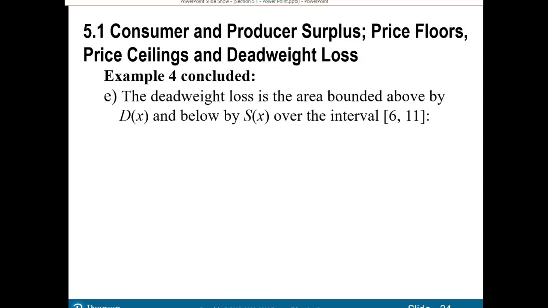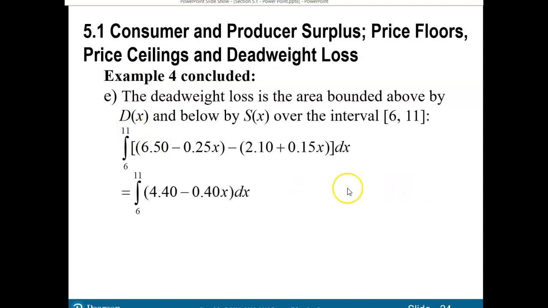All right, so the dead weight loss is the area bounded above by d of x and below by s of x over the interval 6 to 11. 6 being the x value from the price ceiling point, and then 11 being the x value from the equilibrium point. All right, so to calculate dead weight loss, we're going to take the demand function minus the supply function and integrate between those x's. So remember, this x came from our price ceiling that was given, and then the 11 was the x value that came from our equilibrium point.